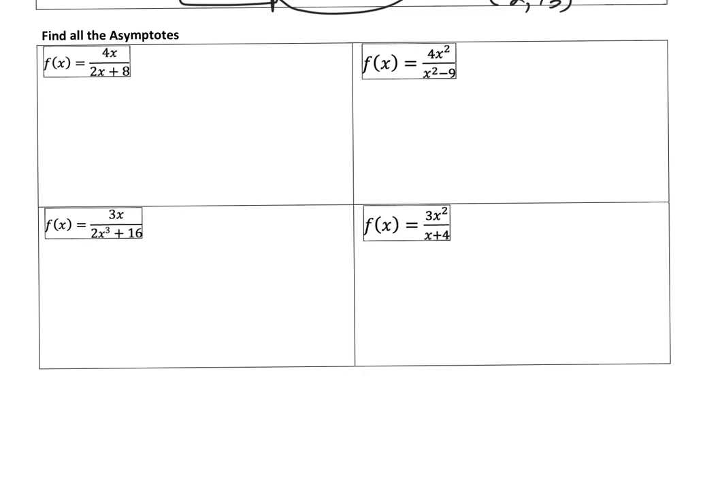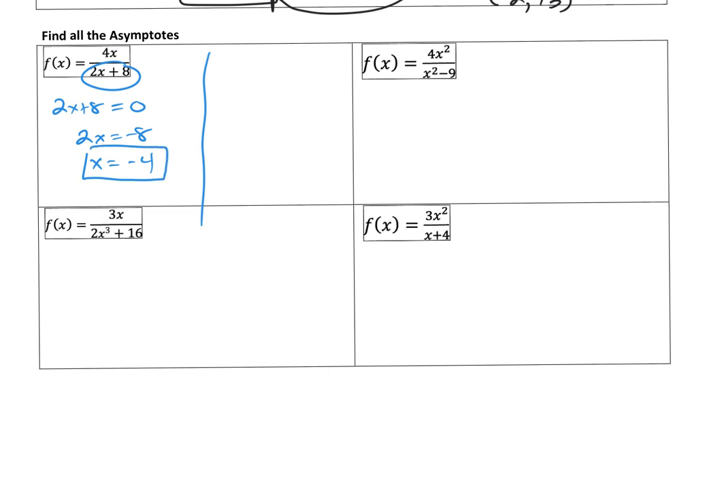For our vertical asymptotes, again, all we're going to do is take our denominators and set it equal to 0. So I'm going to take this 2x plus 8 and set it equal to 0. And we're going to go ahead and solve for x. We're going to subtract 8 on both sides and then divide by 2. And I get x is equal to -4. And again, that is the equation of my vertical asymptote.